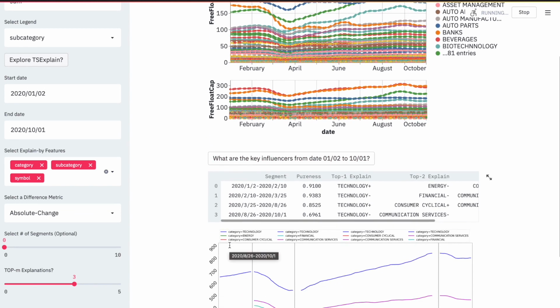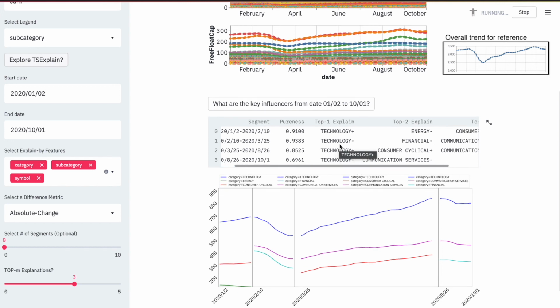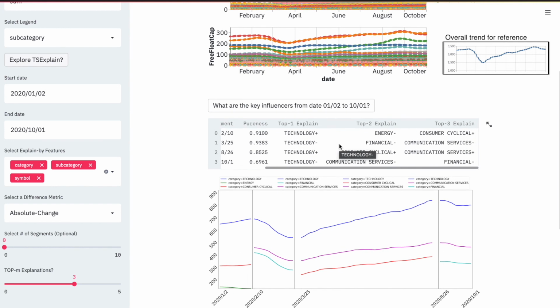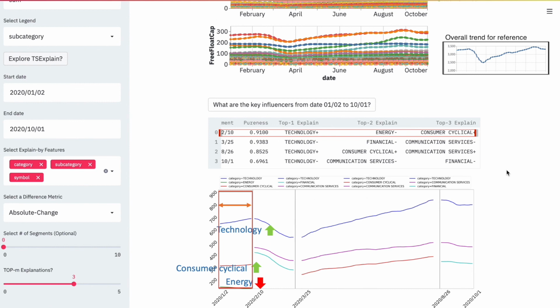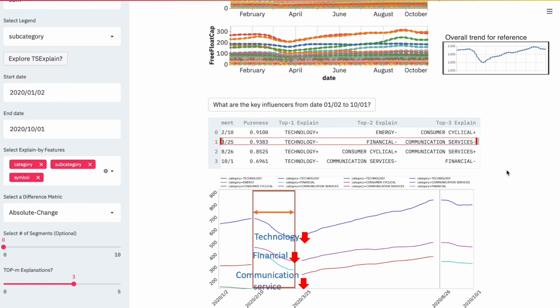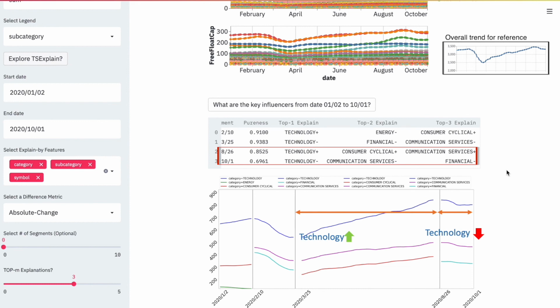TSExplain shows us 4 periods and their explanations. Before February 10th, the SP500 index slightly rises due to the rises of technology and consumer cyclical, while the energy category slightly drops. From Feb 10th to March 25th, that's the stock market crash, and the main reasons are the falls of technology, financial, and communication service. Later on, the rise and fall are both due to technology.